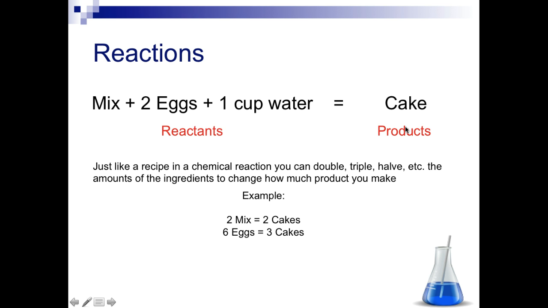So when you're thinking about a recipe, just like a recipe in a chemical reaction, you can double or triple or even half or any other multiple of the amounts of the ingredients to change how much of the product you can make. So for an example, if you get 2 mixes, you make 2 cakes. If you use 6 eggs, you'll get 3 cakes, so on and so forth.